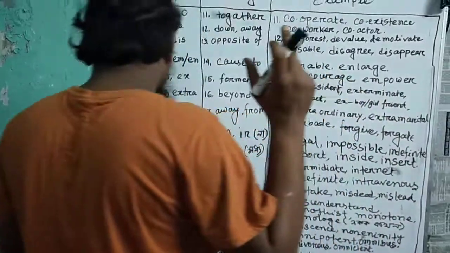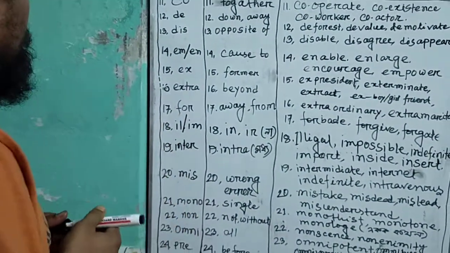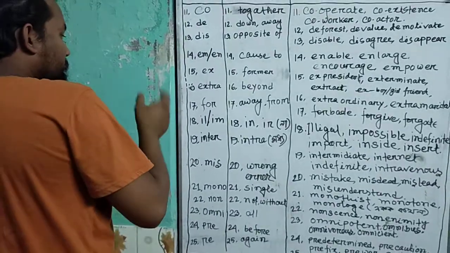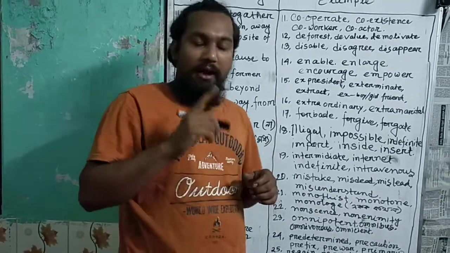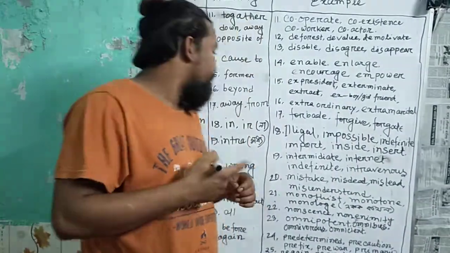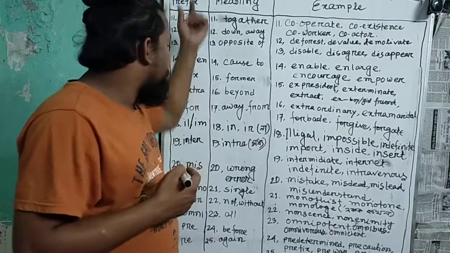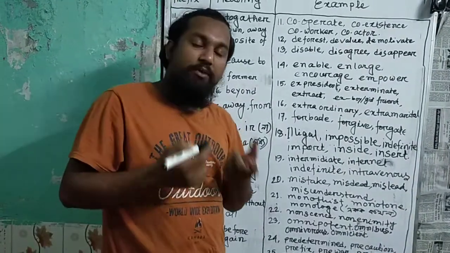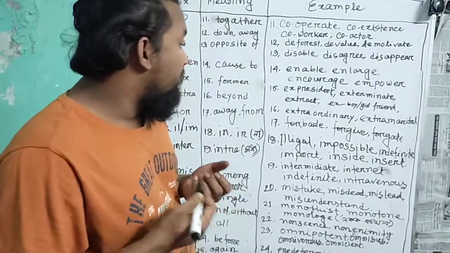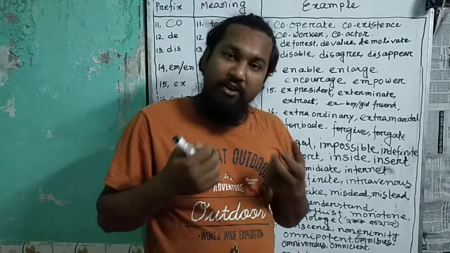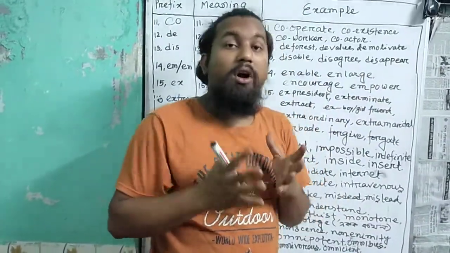On the other hand, you have to know IL and IM. Here there are root forms, and that is IL and IM, and also in and IR. The meaning of this prefix is negative sense bearing words such as illegal, impossible, indefinite, import, inside, insert, and so on. These are the basic words.